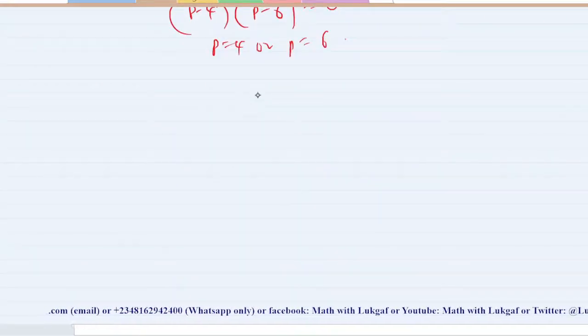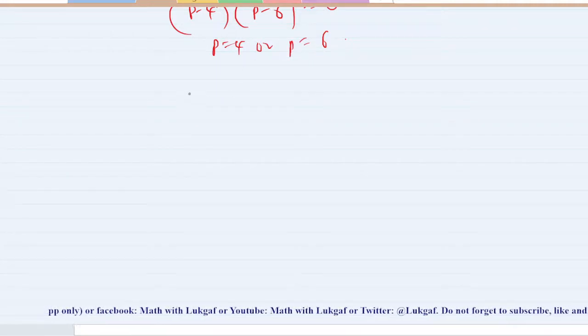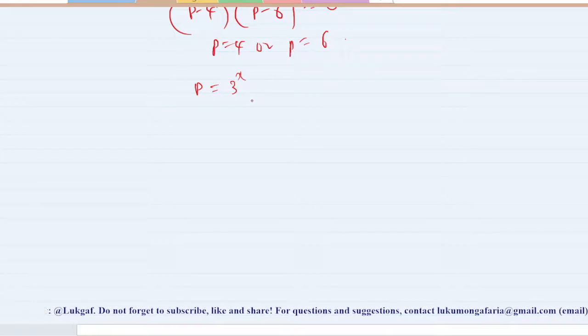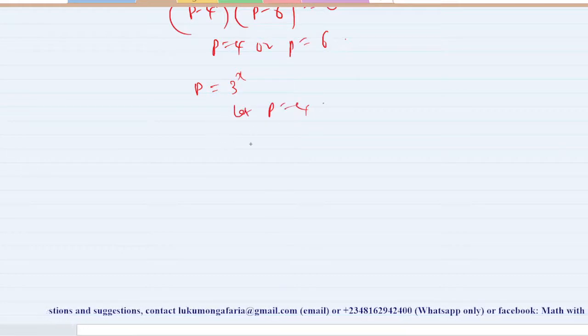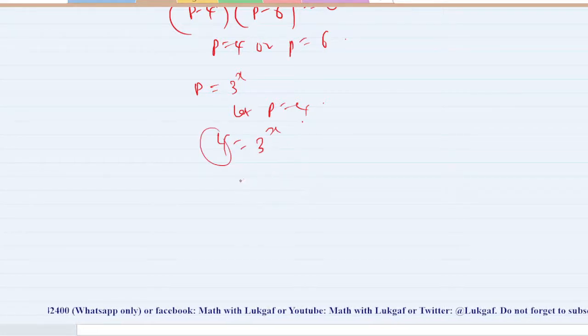So then p is equal to 4 or p is equal to 6. Then you now come back to your, remember before we have that our p is equal to 3 raised power x. Then you now substitute it. So let p is equal to 4. Then I'm going to have 4 is equal to 3 raised power x. You can see that you cannot rewrite this in this form. You understand?